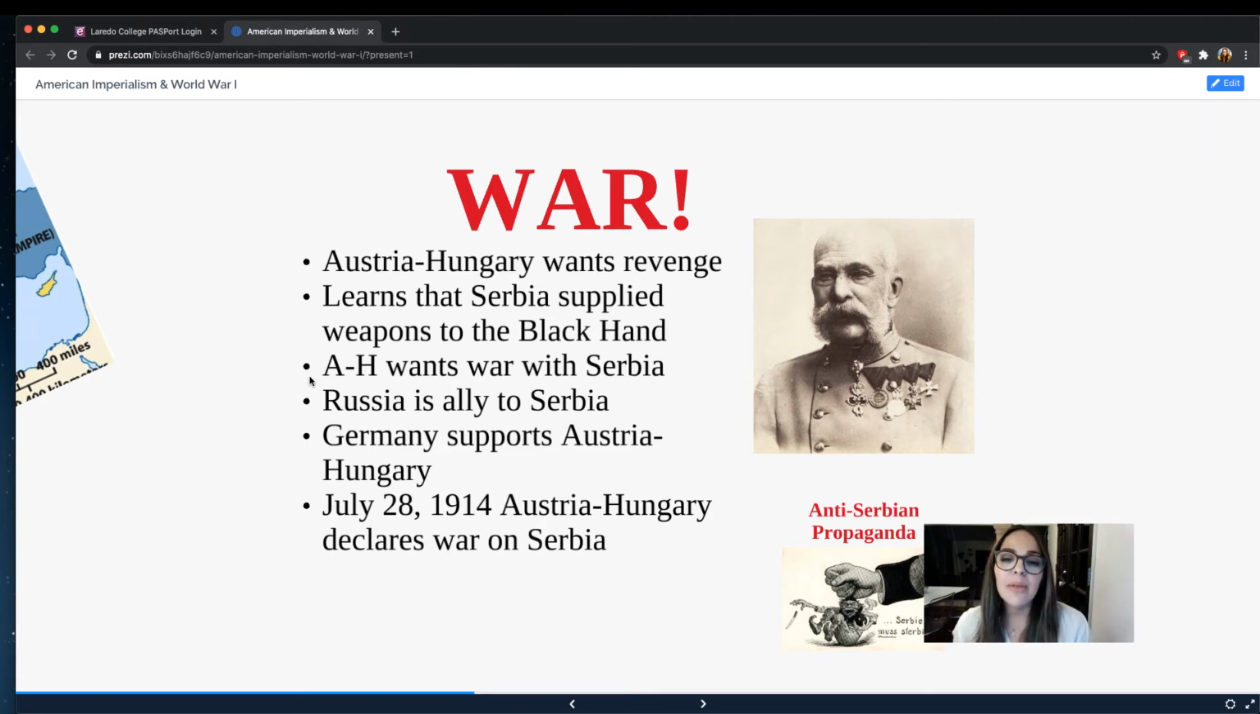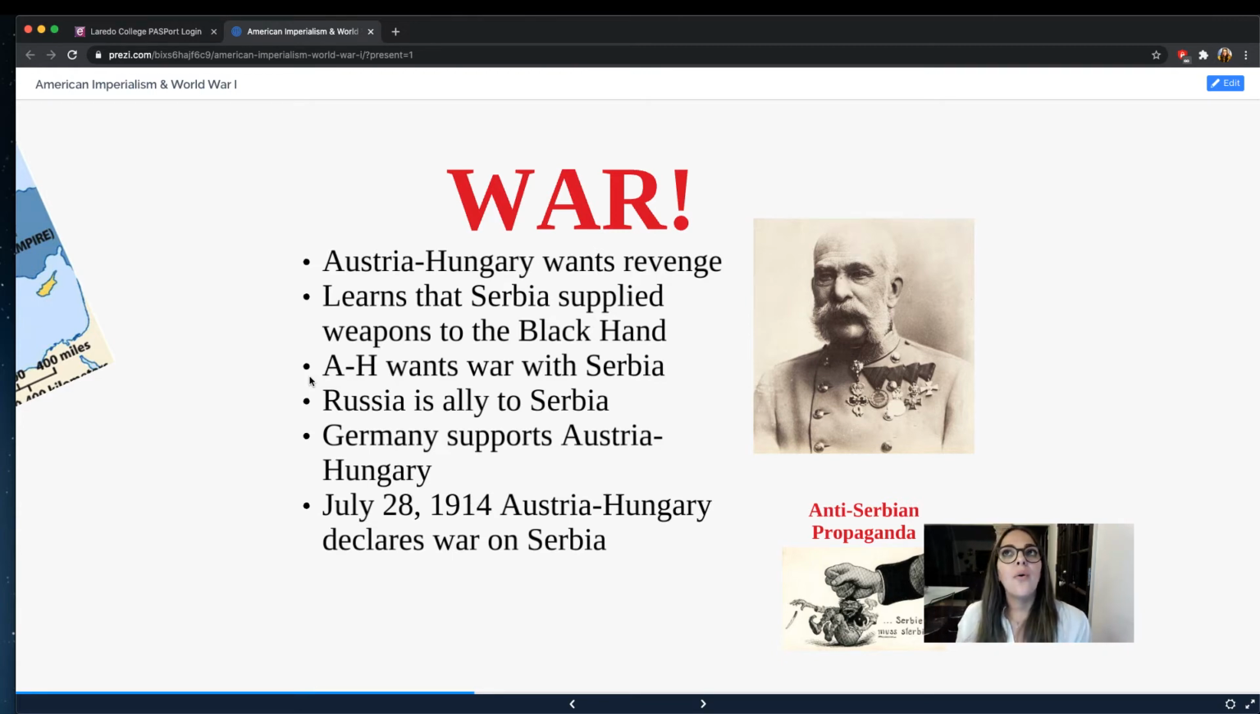It just so happens that Russia is like a big brother to Serbia. And this is because they share a lot of commonalities, like language and traditions and things like that. So when Austria-Hungary wants to attack and go to war with Serbia, the Russians are basically going like, well, wait a minute, that's my little brother. I'm not going to let you attack them. I'm going to defend them.